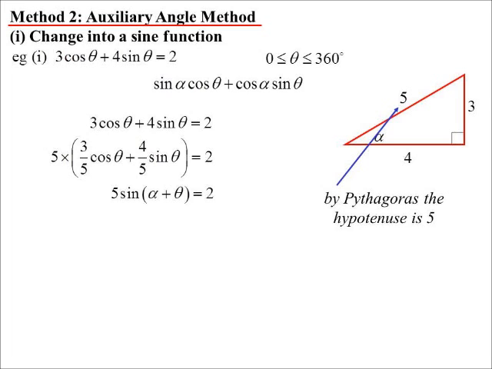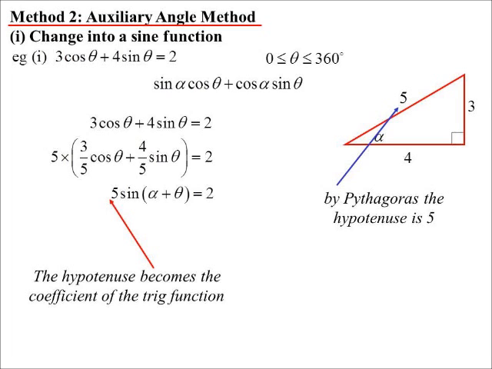I normally just go straight there and say, I know I've got 5 times, I'm turning it into a sine function, and in my one, it would be alpha plus theta equals 2. That's my new equation. Question is, what's alpha? But I've got a triangle over there that will let me find alpha. So the hypotenuse will always turn out to be the coefficient of my new trig function. We use one number to be the adjacent, one number to be the opposite, and then that'll create a hypotenuse, which will become the coefficient of my new trig function that I'm working on.